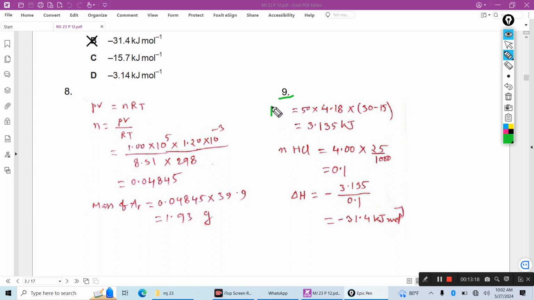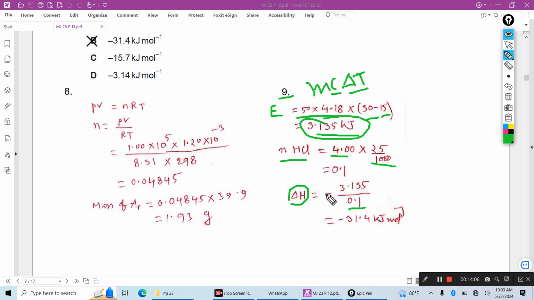First, E equals mc delta T, the energy transferred. Mass of solution is 50, specific heat capacity is given as 4.18, and delta T is the change in temperature, higher temperature minus lowest temperature. So you will get 3.135 kilojoule. Now moles of hydrochloric acid, concentration times volume, 25 divided by 1000 to convert centimeter cube to dm cube, so 0.1 mole.